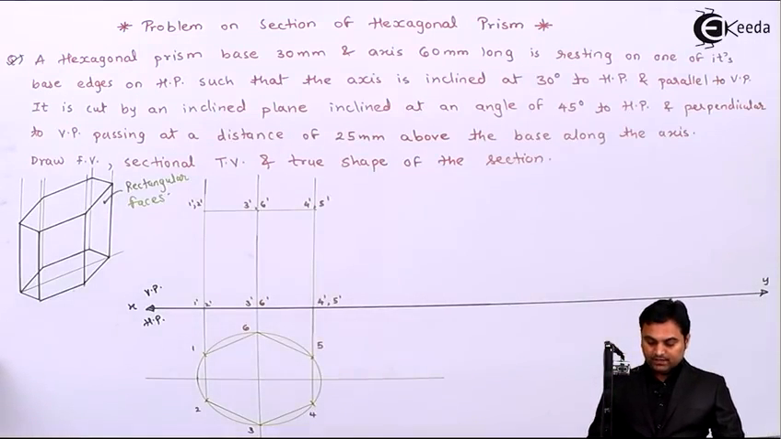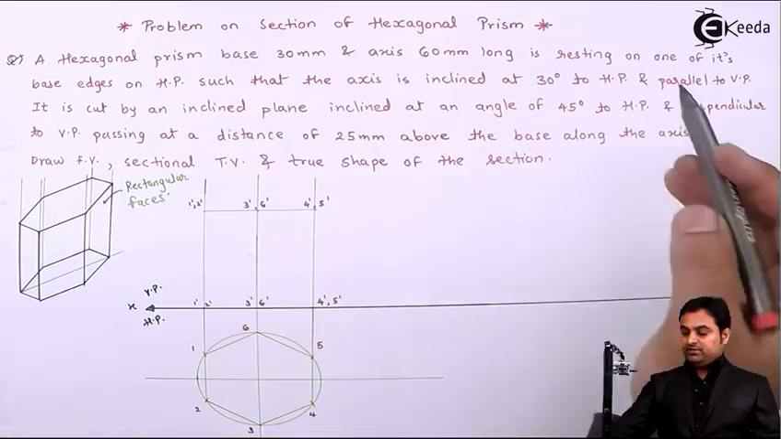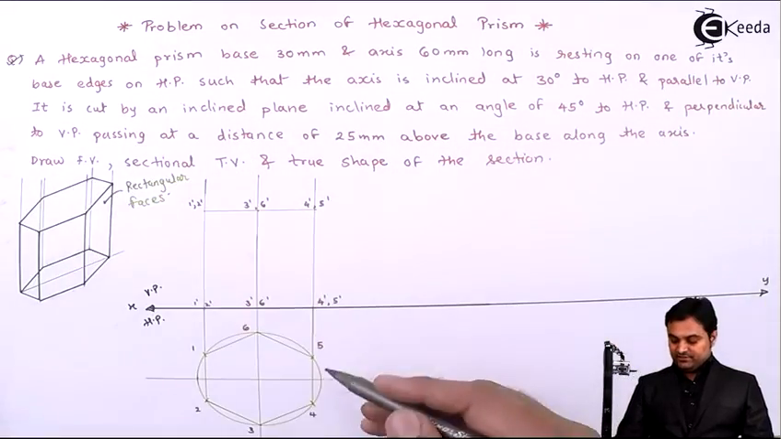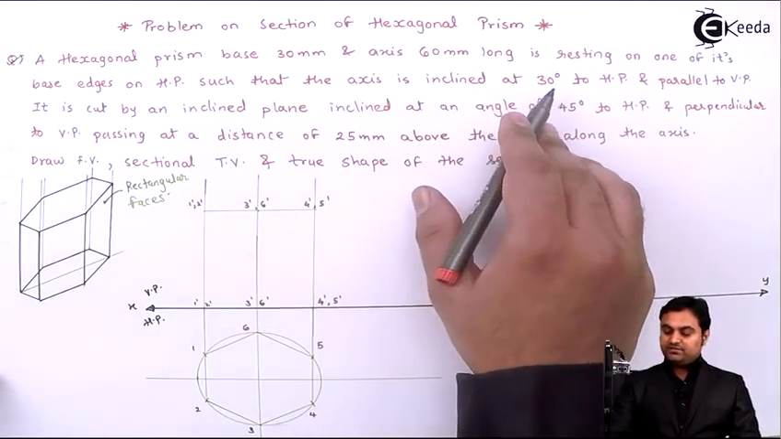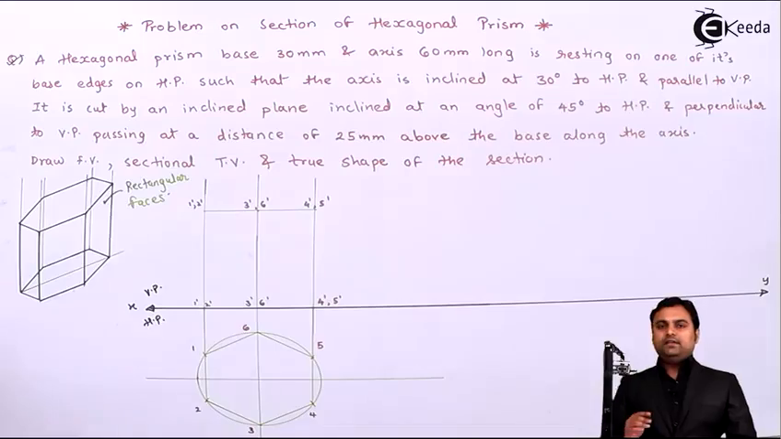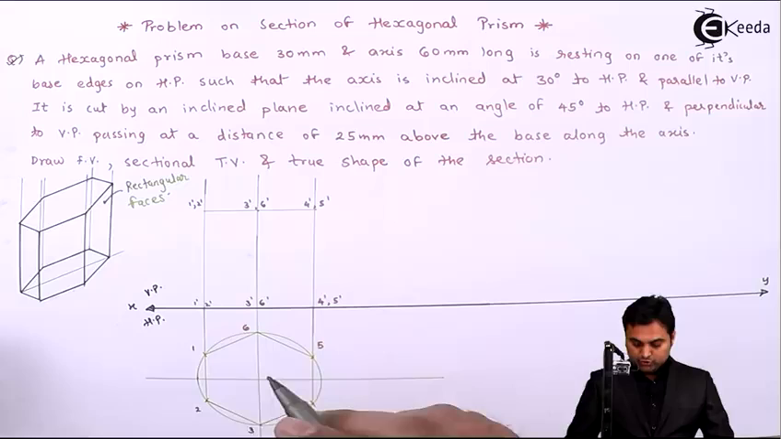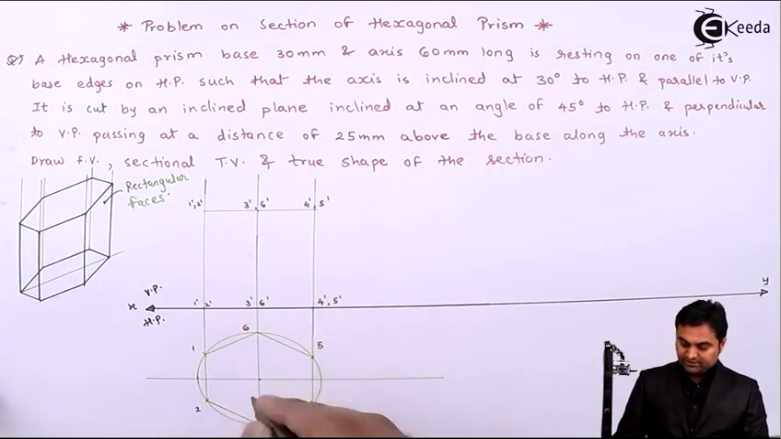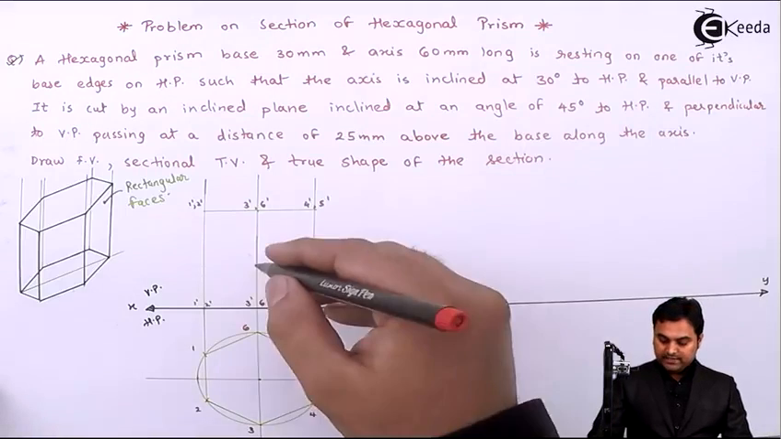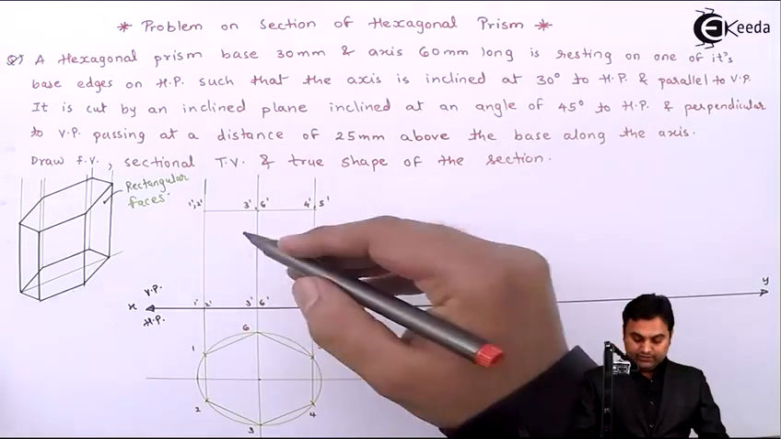Next, after this, here we can see that this hexagonal prism is resting on an edge 4, 5, and that was given in the question. It is resting on one of its base edges. That base edge is 4, 5. Now the condition is such that the axis is inclined at 30 degree to HP. See, inclination with HP is given and that inclination will be seen in VP. So axis, if I see here for this hexagonal prism, the axis is at the center looking like a point in the top view and it is a line in the front view coinciding with 3 dash, 6 dash. So here is the axis.